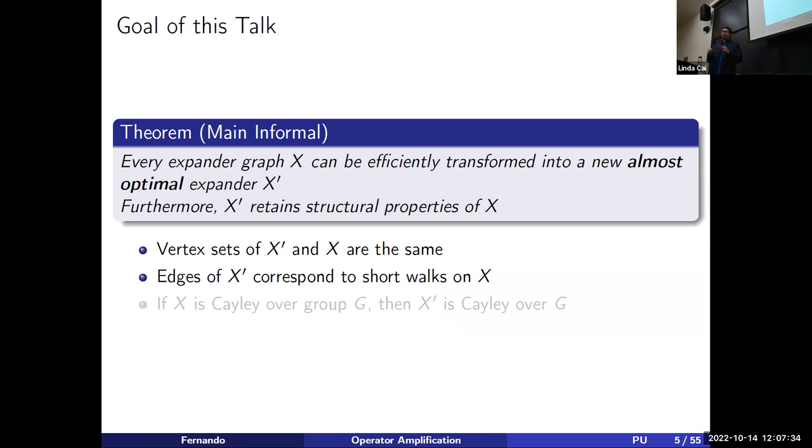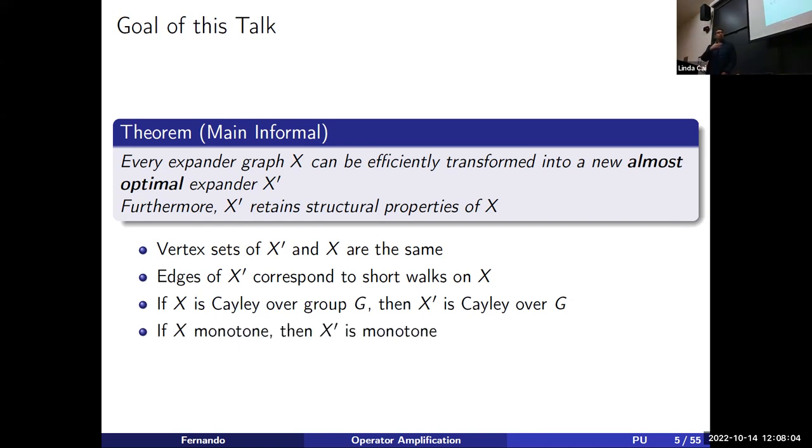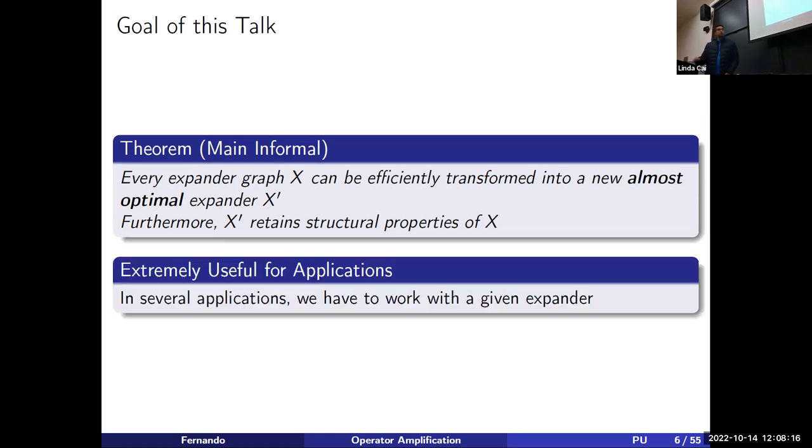And this is important. You're not changing the connectivity of the graph in a very strong way. All the new edges are going to be short walks in the original graph. It also preserves the type. If you have a Cayley graph, which is a special kind of graph over some group, then this property is going to be preserved. So if the input graph was a Cayley graph over a group, it remains a Cayley graph over the same group. That's very useful. Another property is that if the graph was monotone, whatever monotone means, the output graph is also monotone. It's not important what monotone means, it's just to say that a lot of the properties are preserved. And it's very useful in applications.